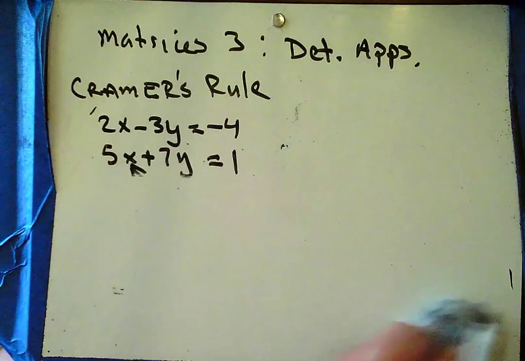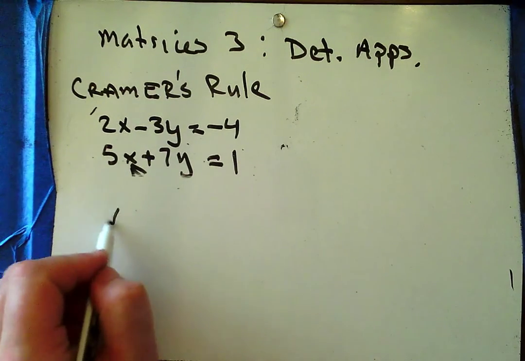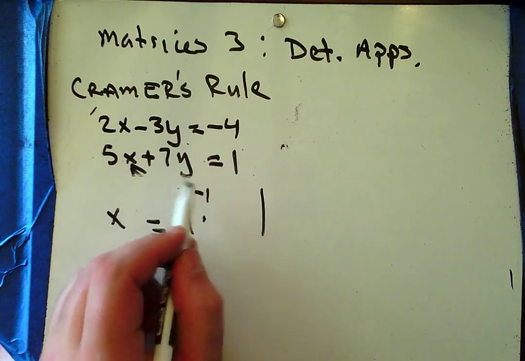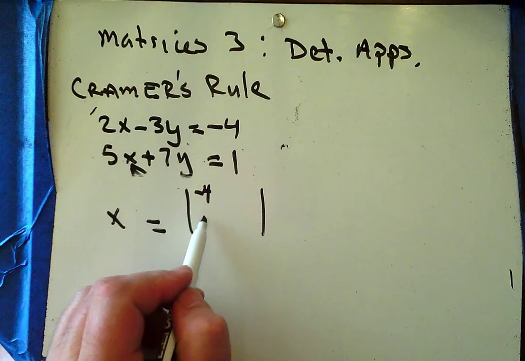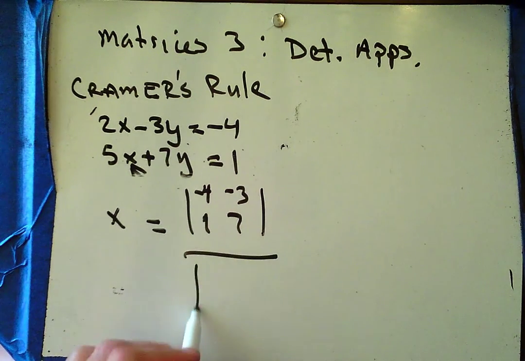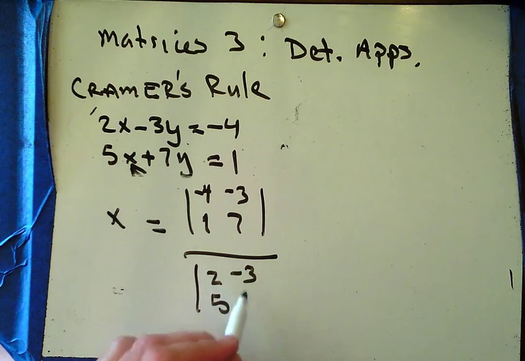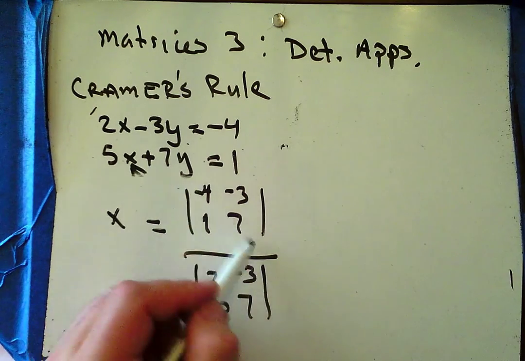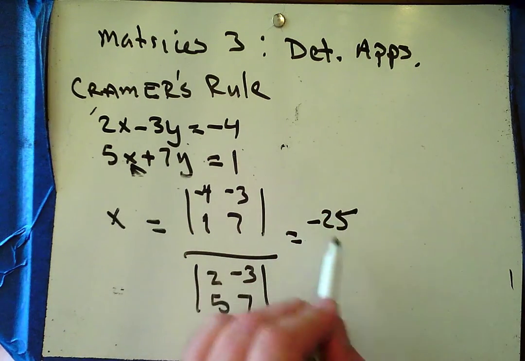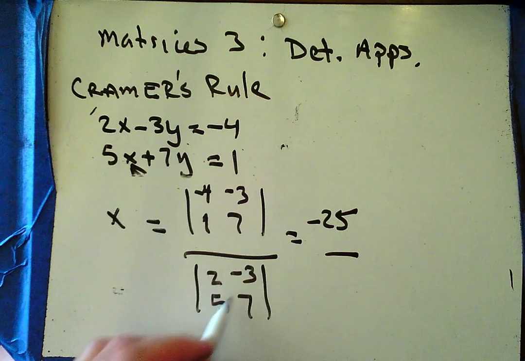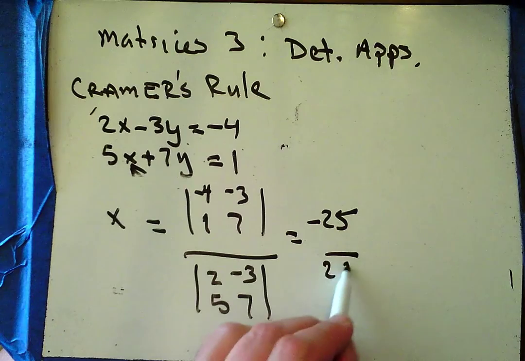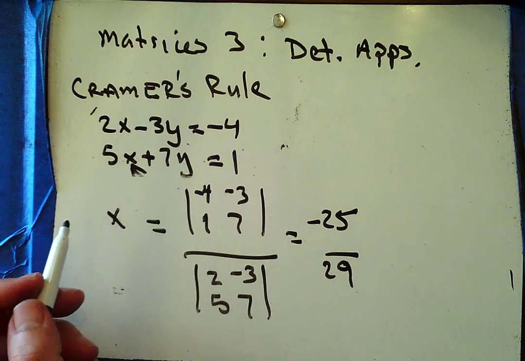What was it that Cramer said? Cramer said, look, don't stress. All you have to do is do the x determinant. So we replace the x's with the answers over the coefficient determinant, 2, 5, negative 3, 7. So here we had negative 28 minus a minus 3. And here we have 14 minus a minus 15, which is 29. And that's what our x value is.